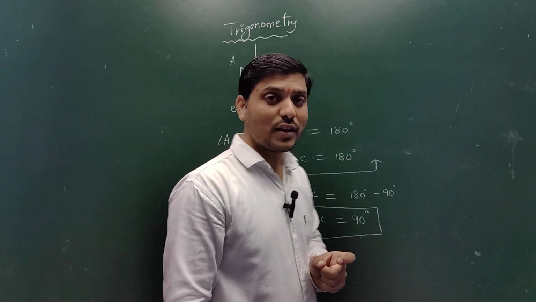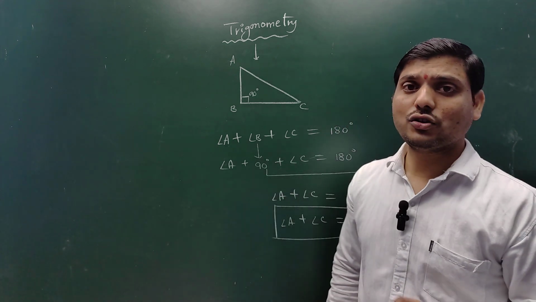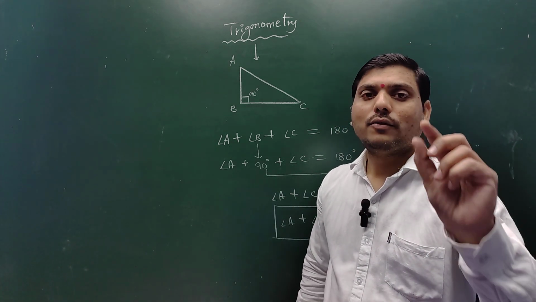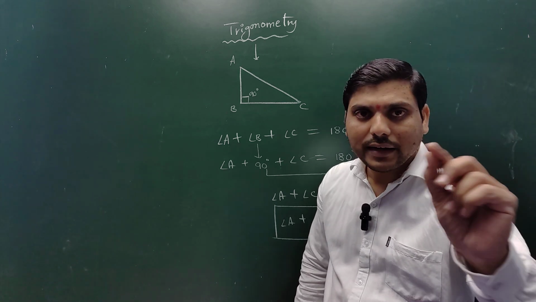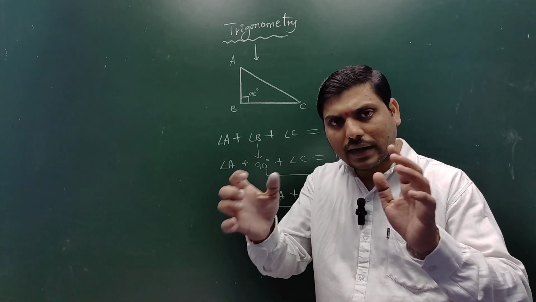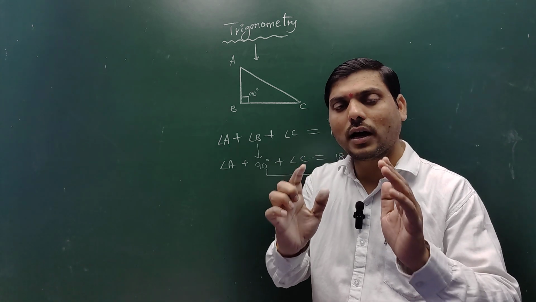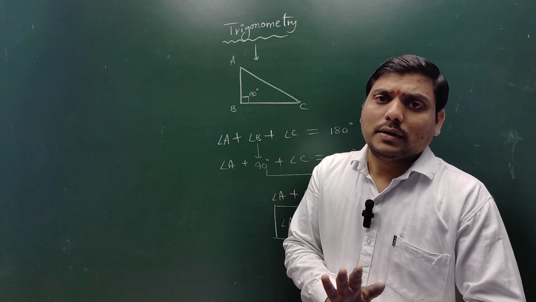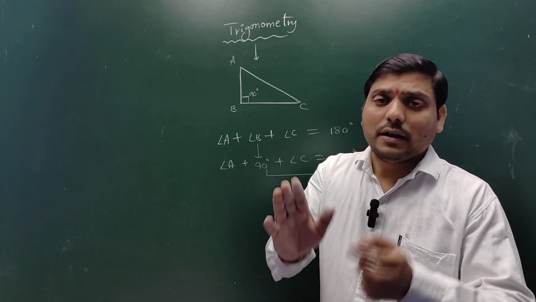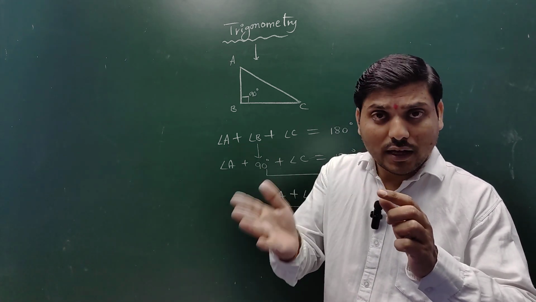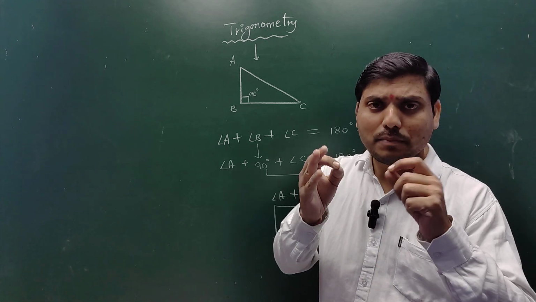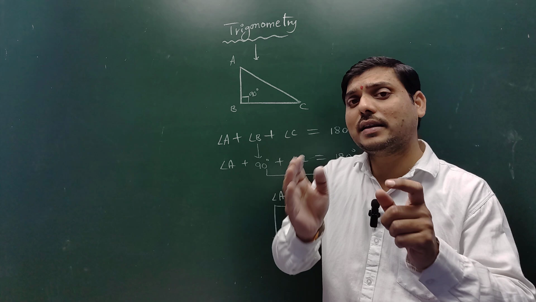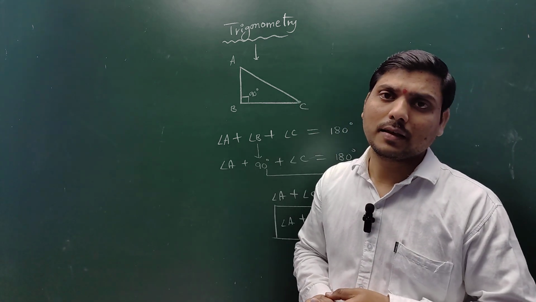Do you know the concept of an acute angle? What is the definition of an acute angle? An acute angle is an angle that is between 0 and 90 degrees, more than 0 degrees and less than 90 degrees. Simply say, an angle between 0 and 90 is an acute angle.